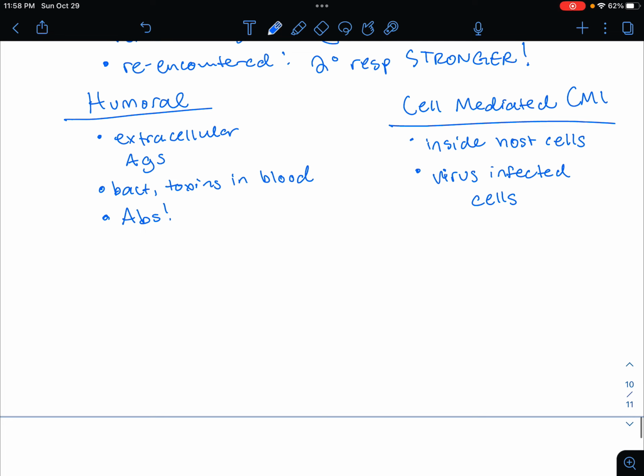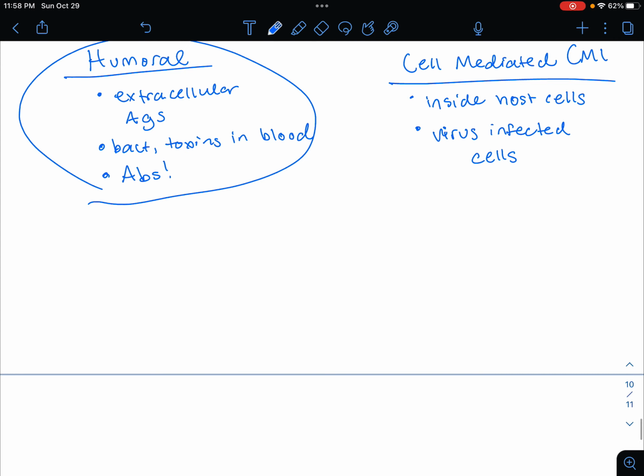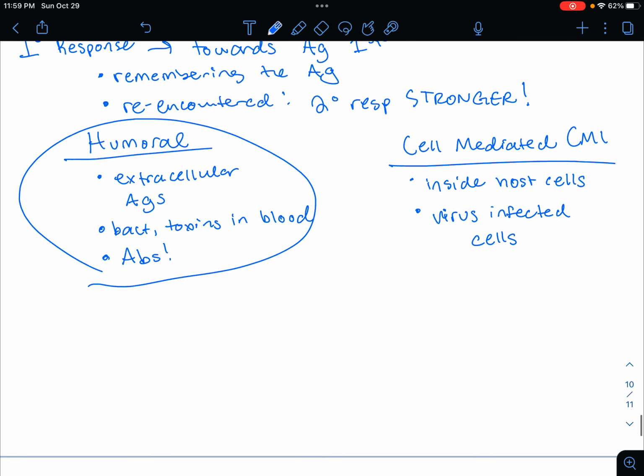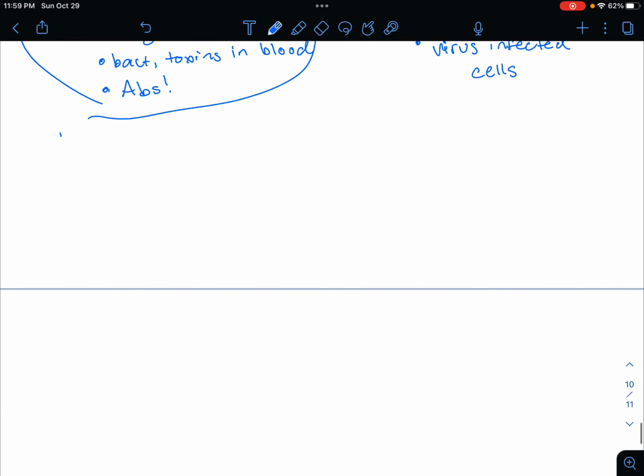Alright, once again, we're going to be focusing on the humoral side of things in this video. Big picture of humoral immunity, we're going to have the B cells, the B lymphocytes, which are going to be responsible. These are going to be found or made in the bone marrow. They're going to be triggered to multiply.